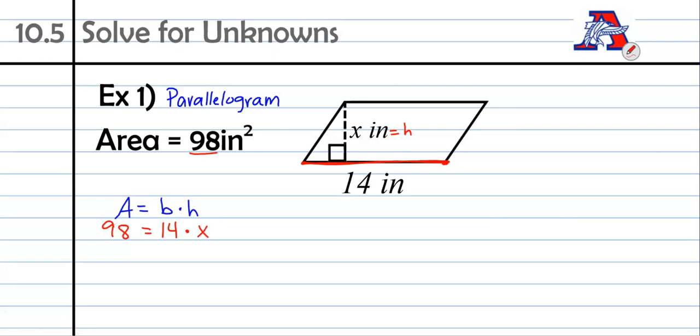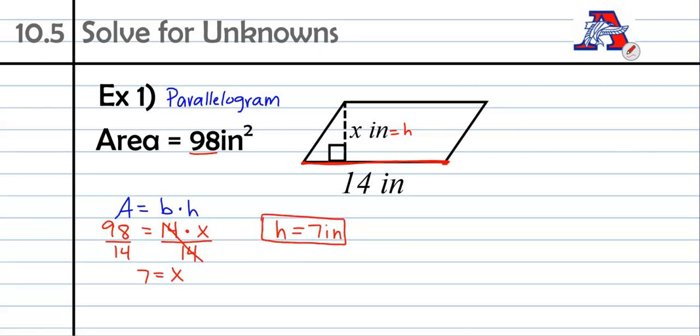Okay, well now we're actually down to a pretty simple algebraic formula. 98 equals 14 times x. All we have to do is get rid of times 14. To do that, we're going to divide both sides by 14. On this side, it can go away. And we can grab a calculator, or maybe we know this one in our head. 98 divided by 14 is 7. Okay, so our height, and this is how I would like you to write your answer, height equals 7 inches.